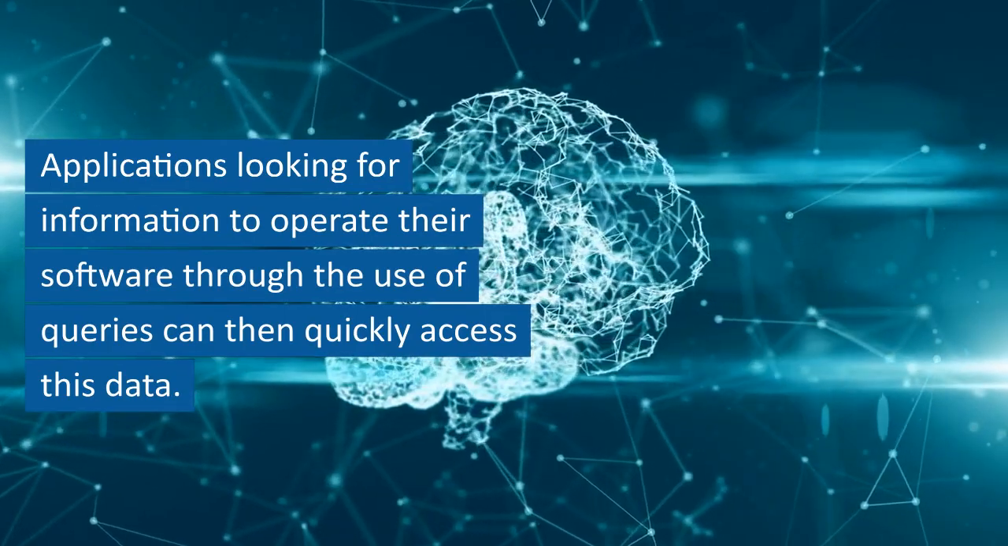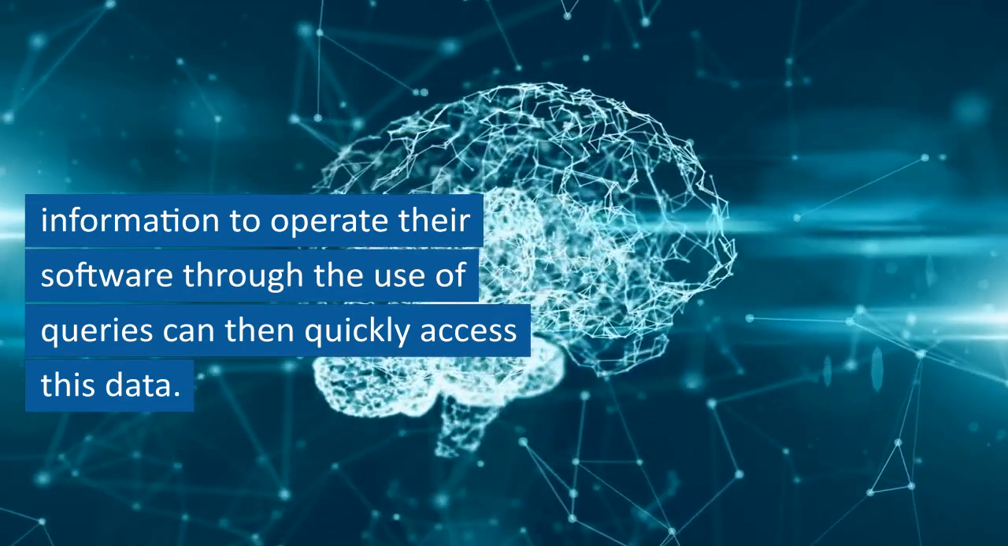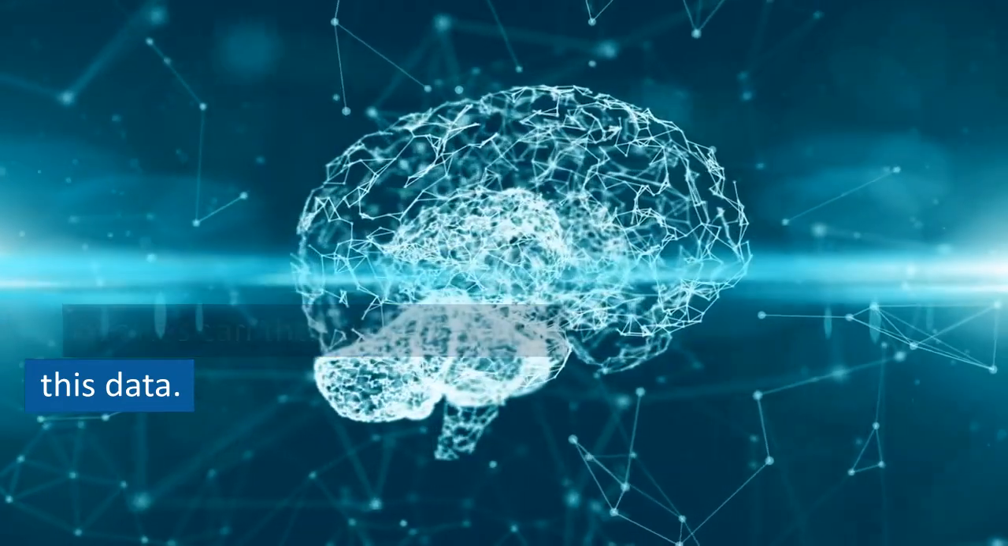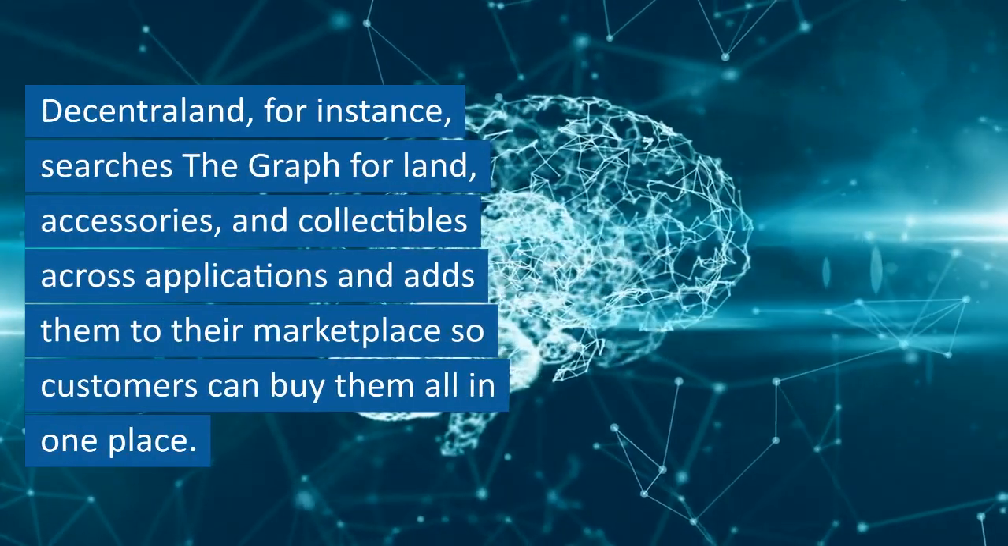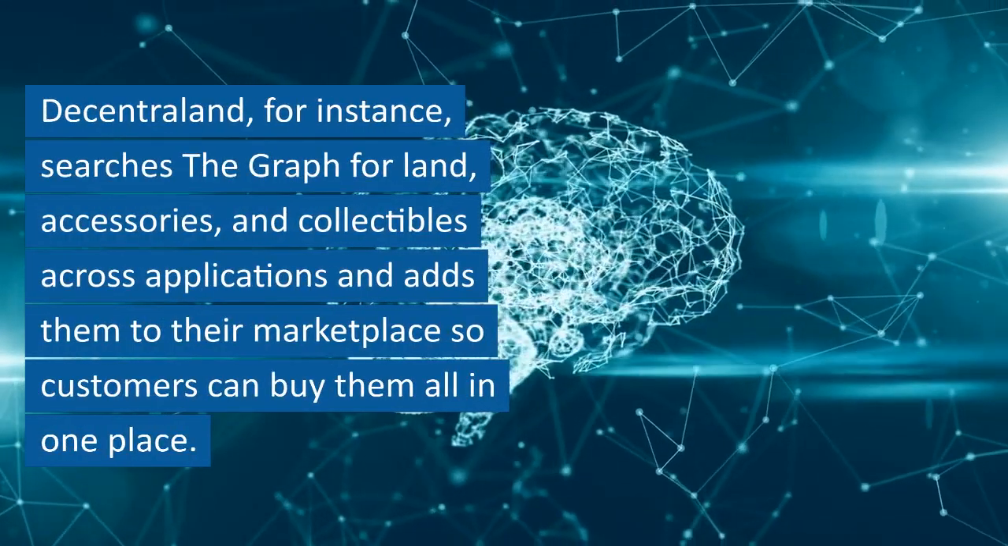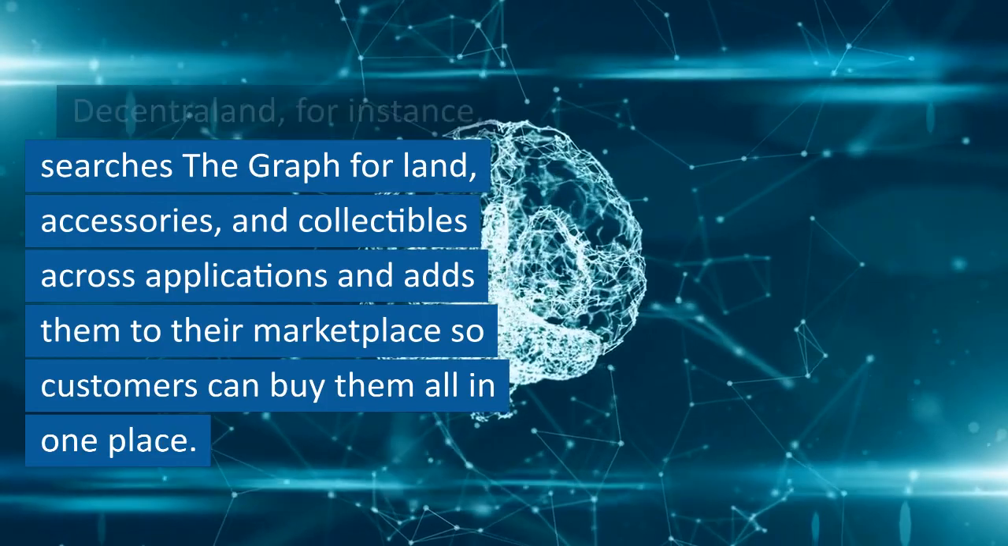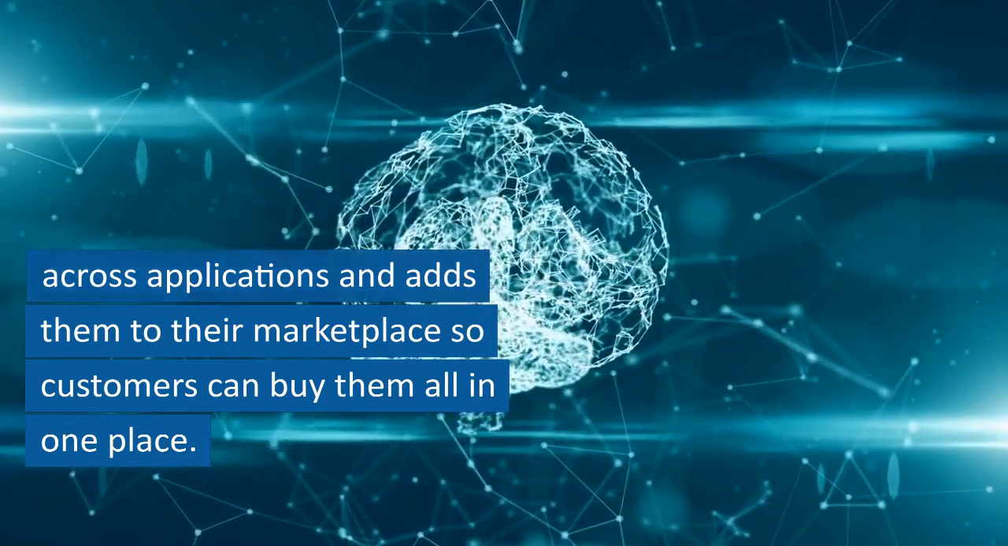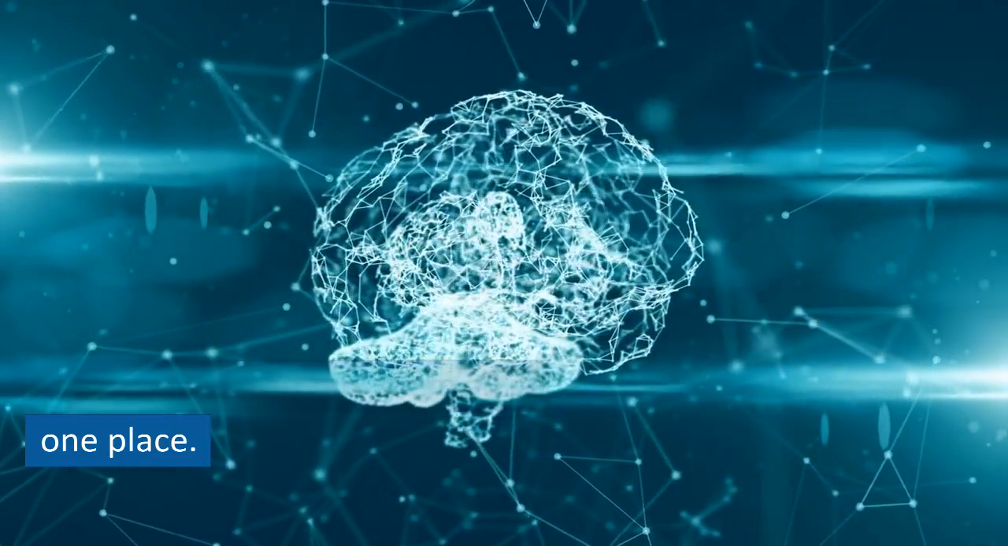Applications looking for information to operate their software through the use of queries can then quickly access this data. Decentraland, for instance, searches The Graph for land, accessories, and collectibles across applications and adds them to their marketplace so customers can buy them all in one place.